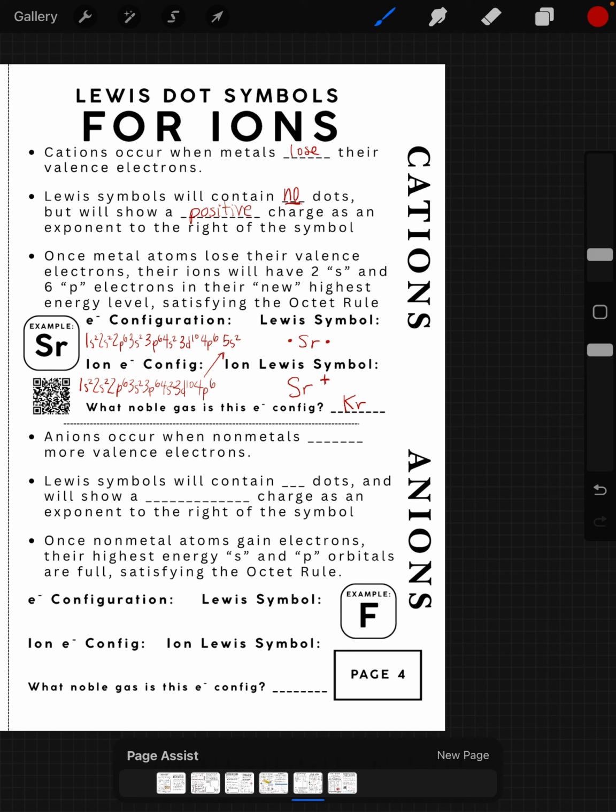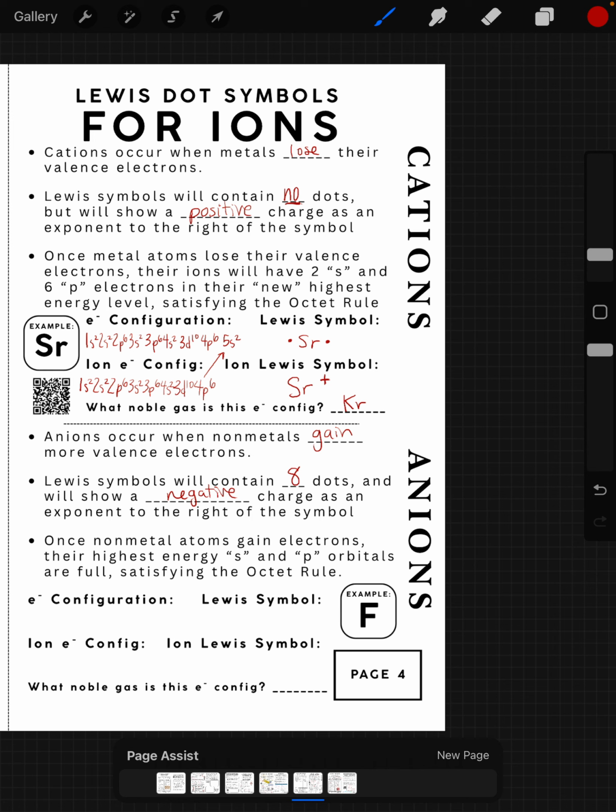Anions are going to be very, very similar, just kind of an opposite process, I guess. So anions occur when nonmetals gain more valence electrons. So Lewis symbols will contain 8 dots for these, and they will show a negative charge as an exponent to the right of the symbol. Again, makes sense. If you're adding more negative things, you're going to become more negative. So once nonmetal atoms gain electrons, their highest energy s and p orbitals are full, satisfying the octet rule, right? They finished their collection. They needed one more electron, and they got it.